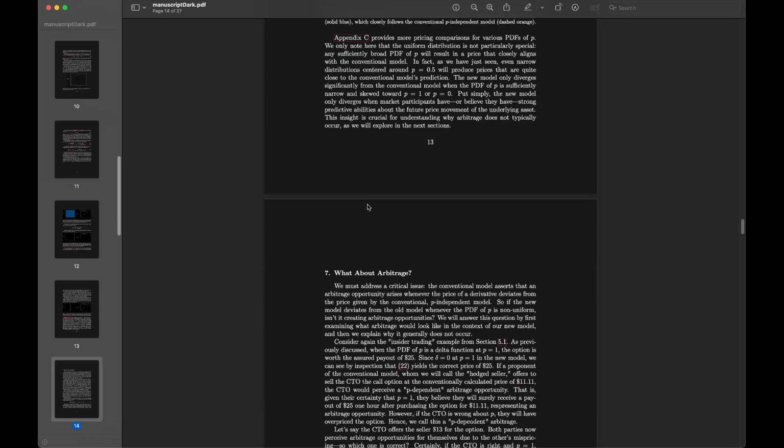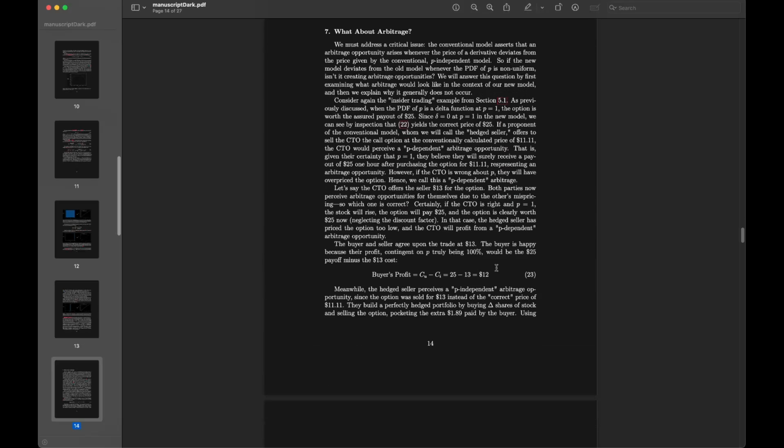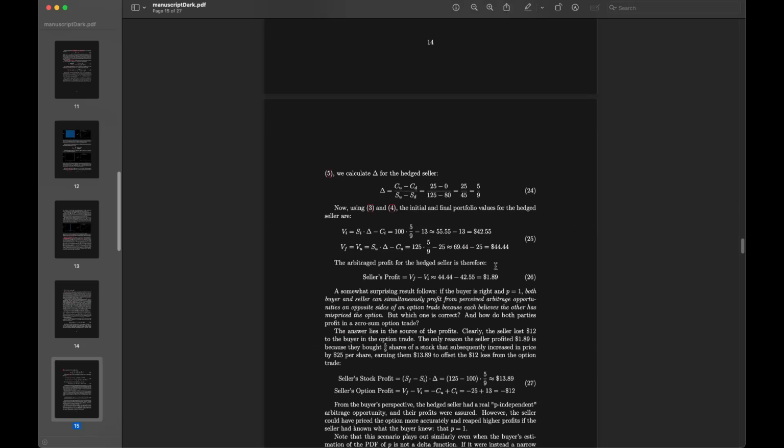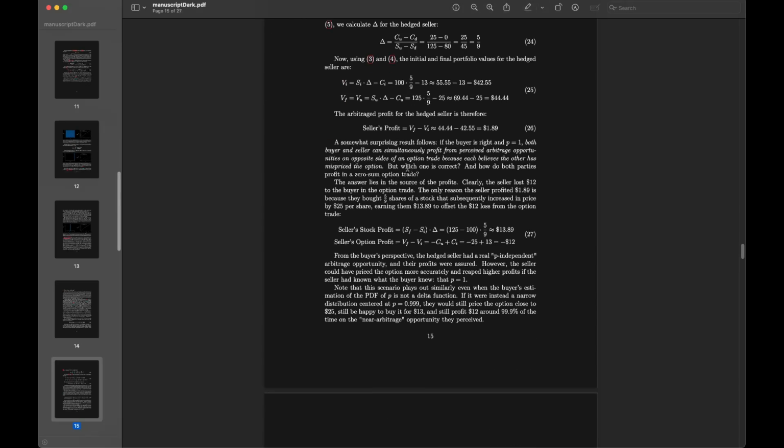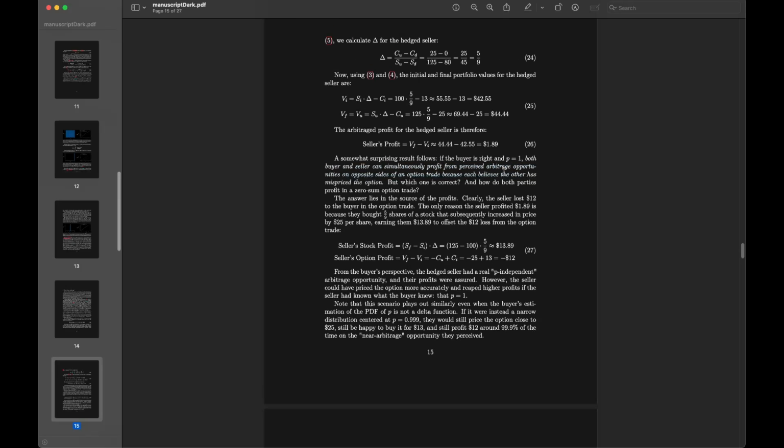Okay, and here's where I explain what arbitrage looks like. Actually, here I have a very interesting sentence. If the buyer of the option knows that the underlying stock is going to go up, P is equal to 1 for him, then him and the seller of the option can both simultaneously profit from perceived arbitrage opportunities, because this guy has what I call a P-dependent arbitrage opportunity.